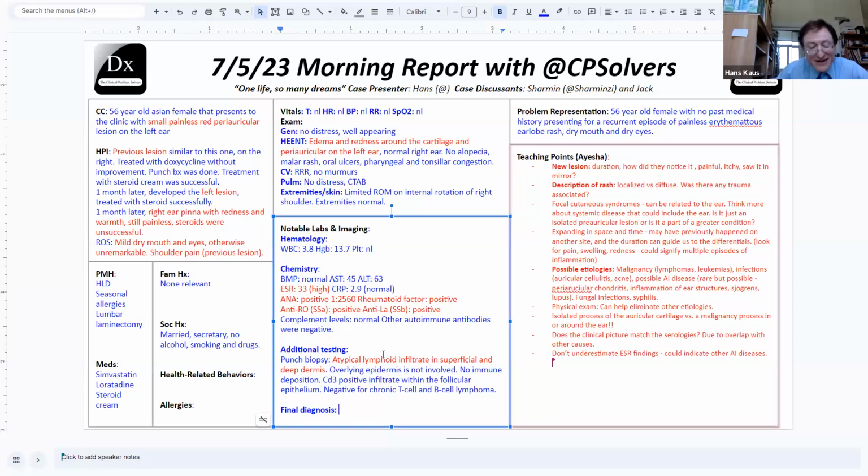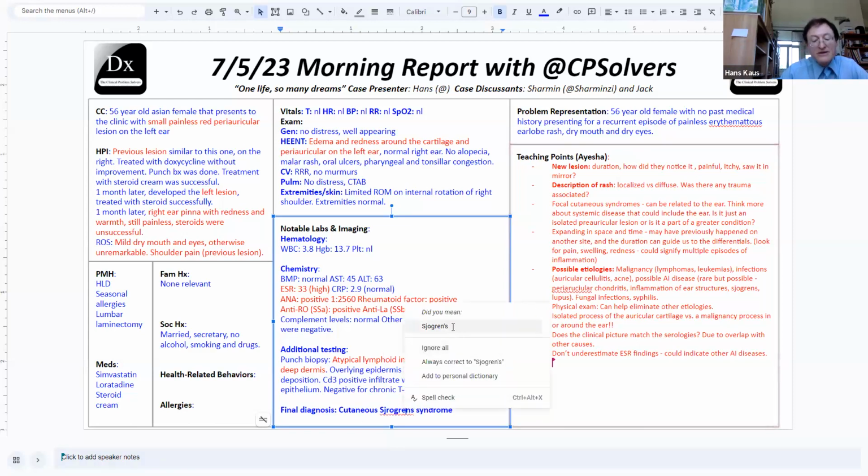This left us basically only with the manifestation of Sjögren's syndrome in the skin, a kind of cutaneous Sjögren syndrome. And that fits with her mild symptoms of dry mouth and dry eyes. So a cutaneous Sjögren syndrome.